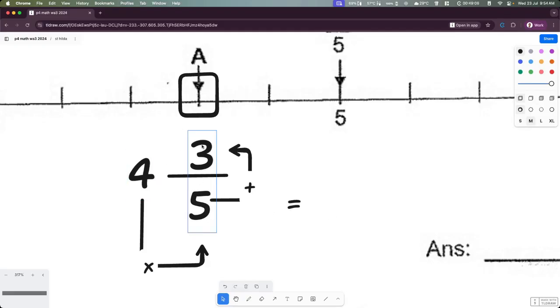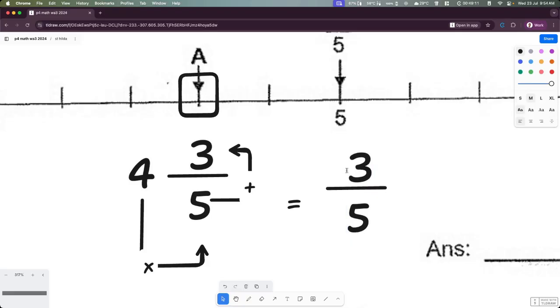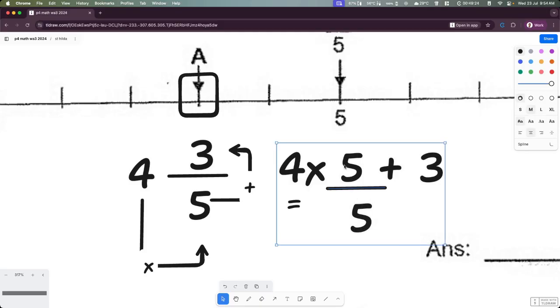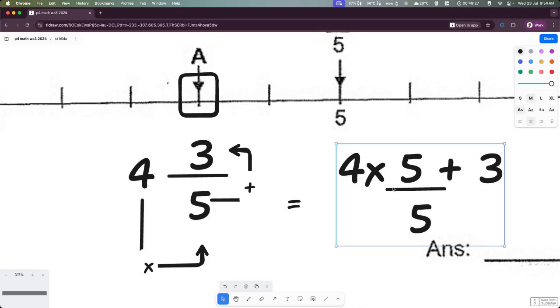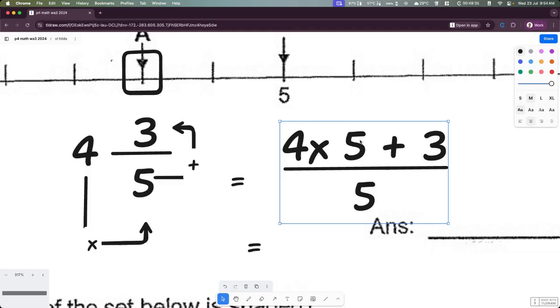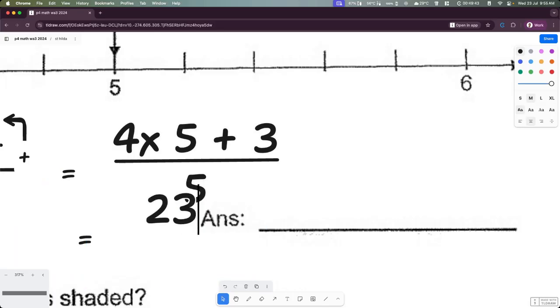You can also remember this: you have your whole number 4 times the denominator 5, plus 3. That's the whole equation, what you see over here. So in this case, what will be the answer for 4 times 5 plus 3? If your answer is 23, then you're right. So let me just put here 23 out of 5.